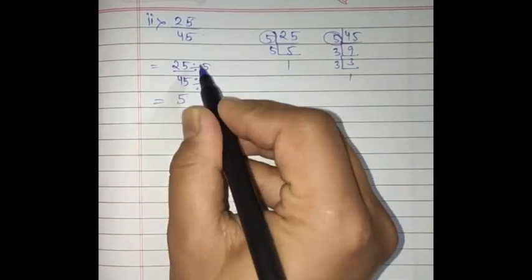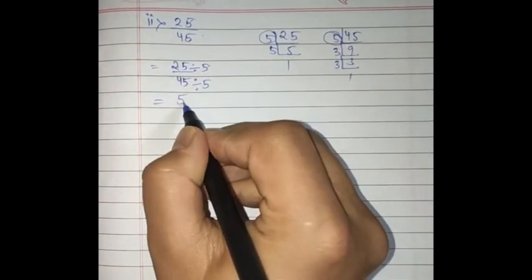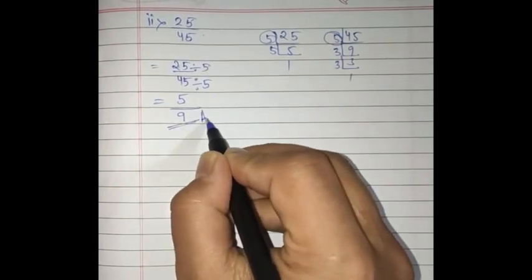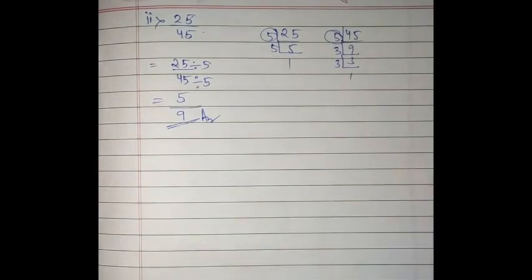So divide both sides by 5 only, right? 5 5s are 25. When you divide this 25 by 5, it will be 5. And when you divide this 45 by 5, it will be 9. So the answer is 5 by 9. Easy, no? This is a simple question.